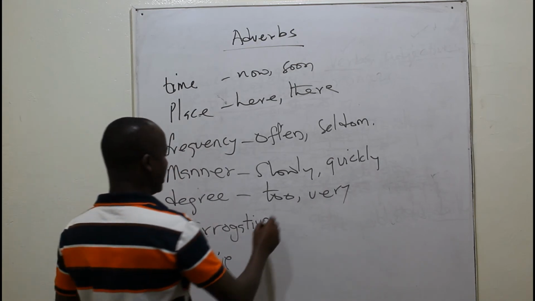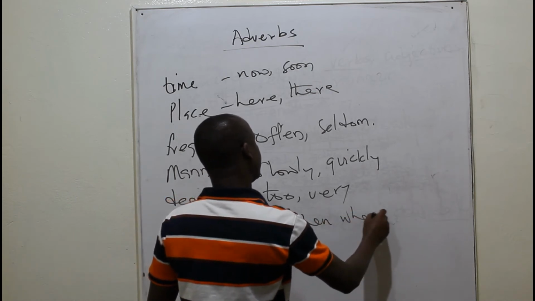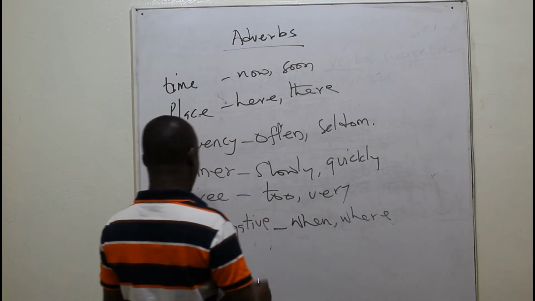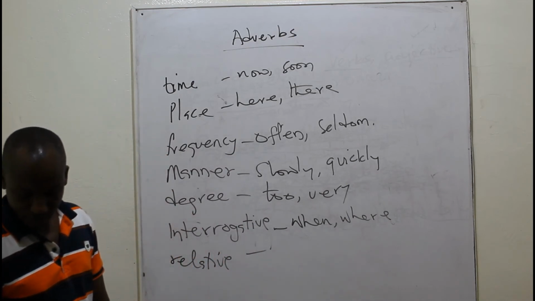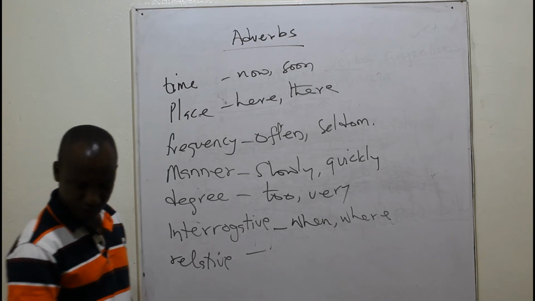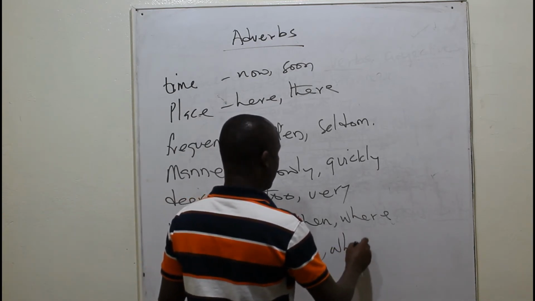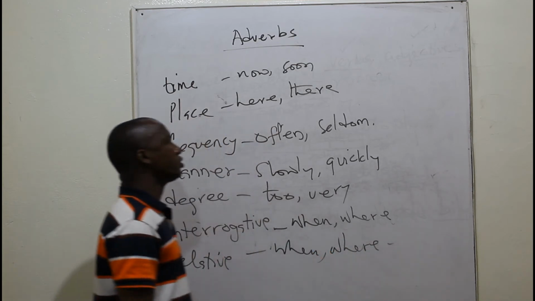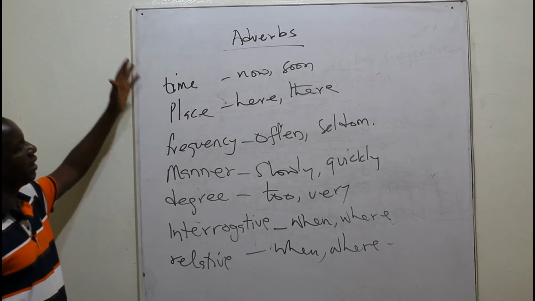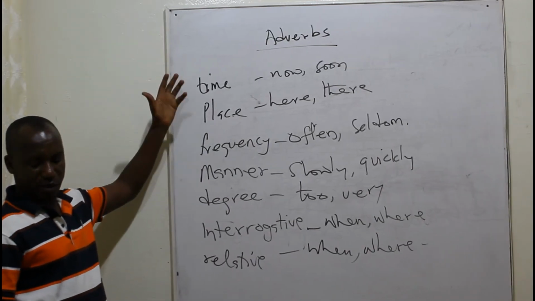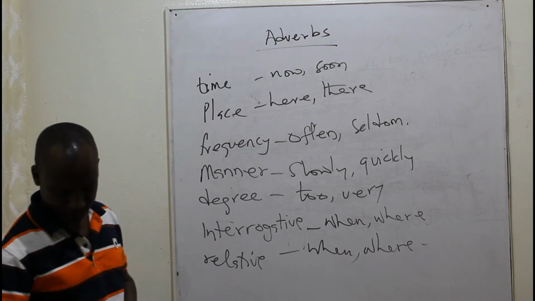Interrogative, we can use when, where, how, etc. Then relative, we can use when, where, etc. So these are some of the key words we can use in forming any adverb, phrase or clause that we want to use.